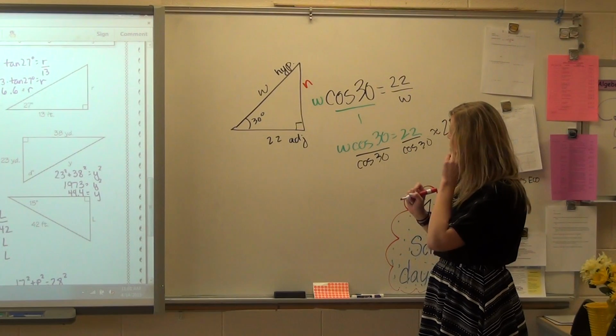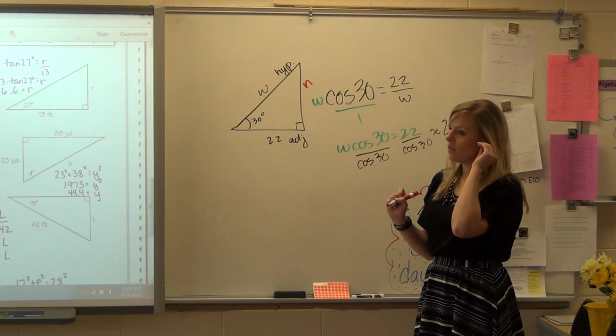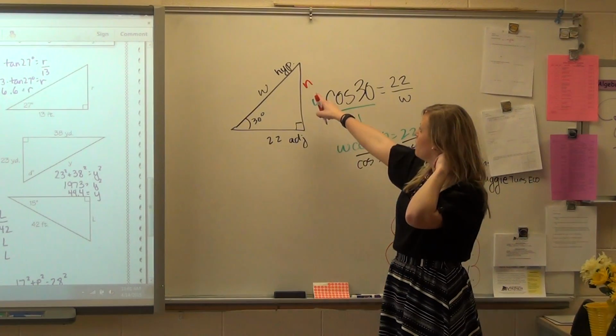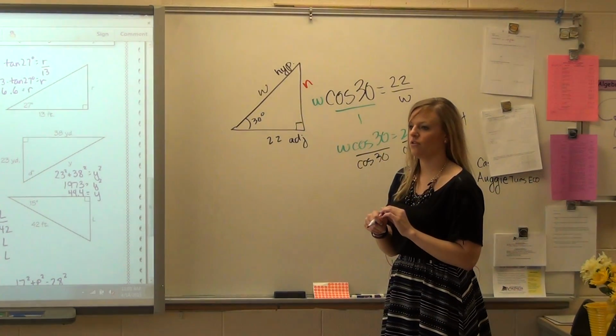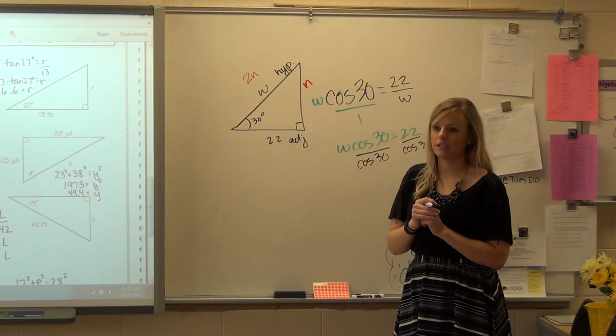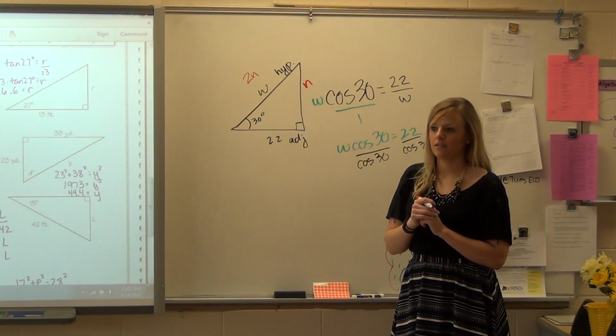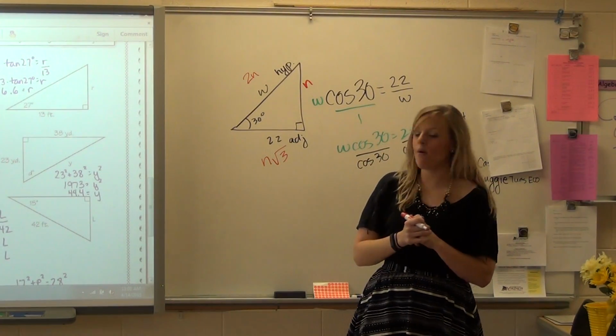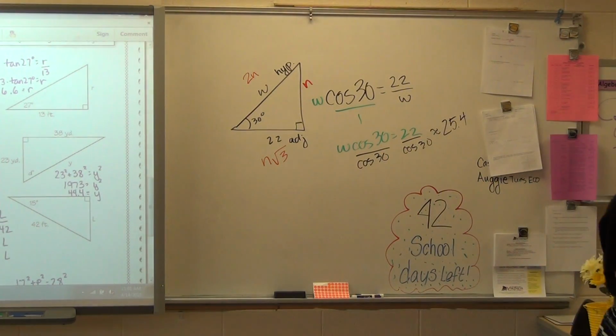Zach, what's the next one? Which one's doing that already? n, the smallest one across from 30. Then there's 2n, which is the hypotenuse. Good. Then the square root of 3. So now how would I go about finding the hypotenuse if we were looking at it as a special right triangle? There we go. Go ahead, Matt.